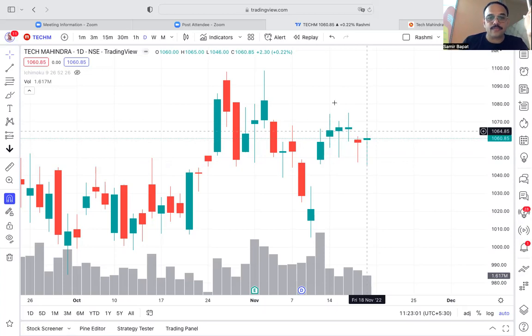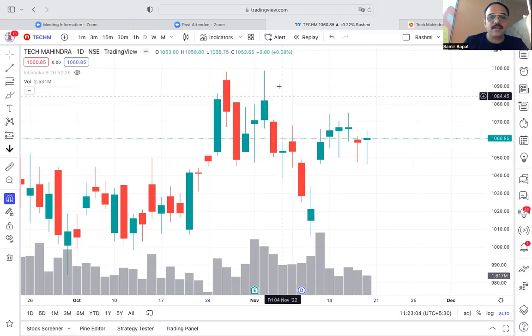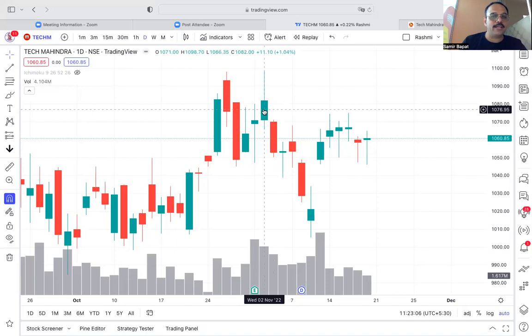Now see here, the body is green but the wick is higher, correct? Here the rejection at higher price is there. The rejection at the higher price is there.